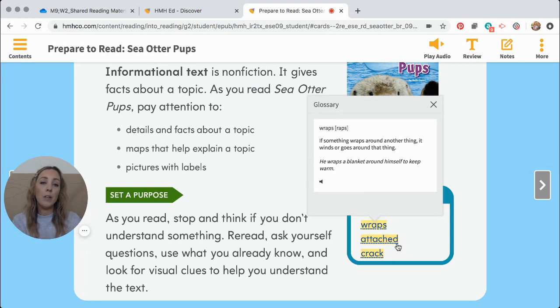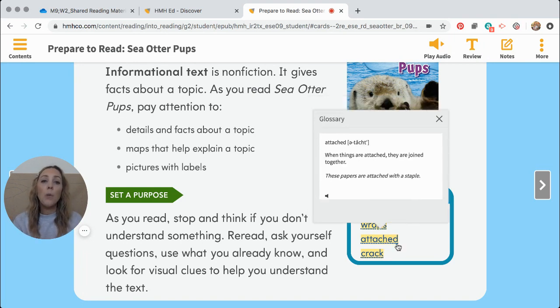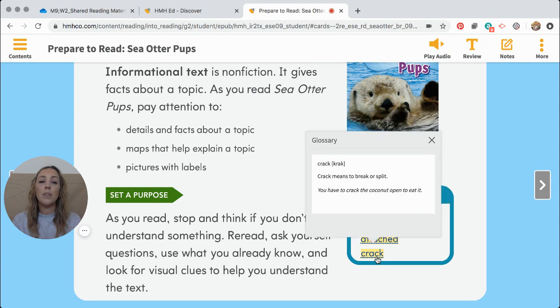Another word that we're going to be looking for is the word attached. When things are attached, they join together. These papers are attached with a staple. And the last word that we're going to look for is the word crack. You might have done this with your Easter eggs this weekend, right? Crack means to break or split. You have to crack your Easter eggs open to get the candy inside, or you have to crack the coconut open to eat it.